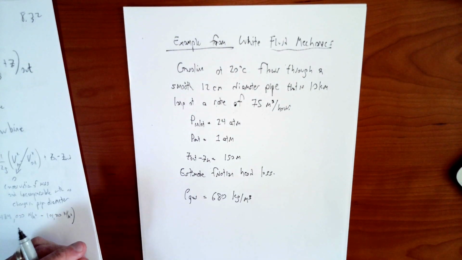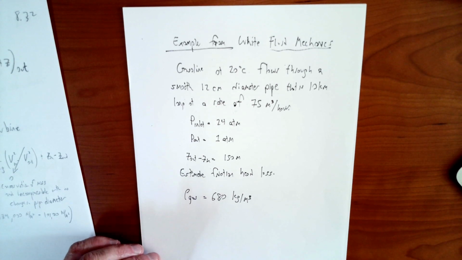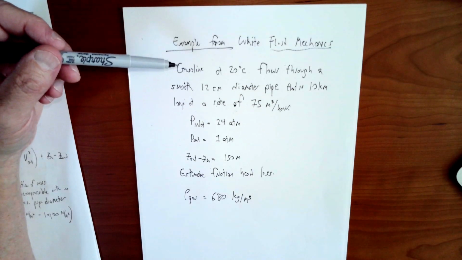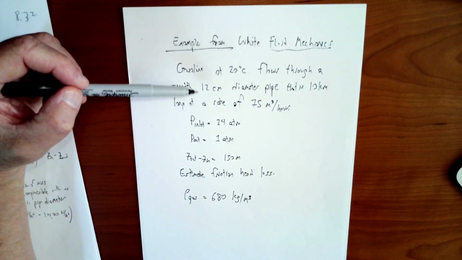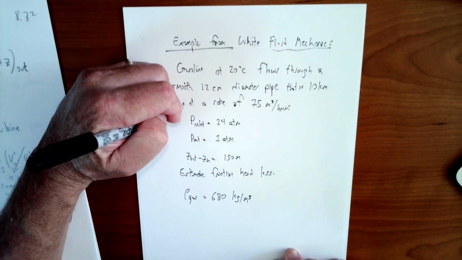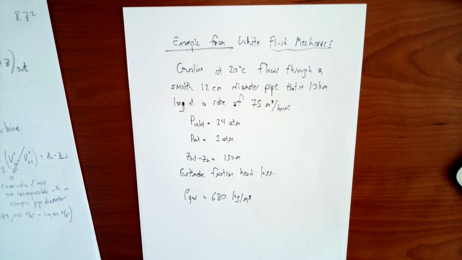Now we're going to do an example using that head loss equation that we just derived in the prior lecture. This is taken from Professor White's fluid mechanics book, so give him credit for this example. We're going to have gasoline at 20 degrees Celsius flowing through a smooth pipe with a 12 centimeter diameter that is 10 kilometers long. The gasoline is flowing at a rate of 75 meters cubed per hour.